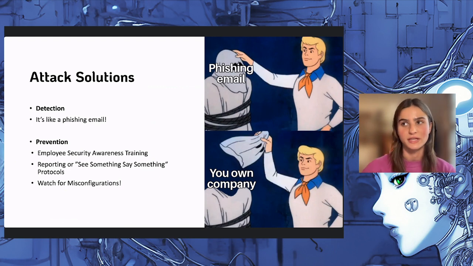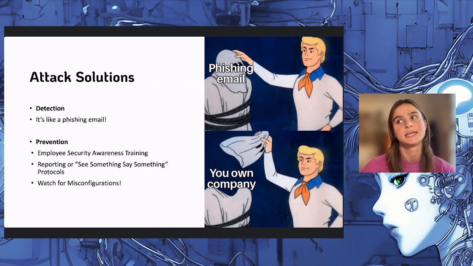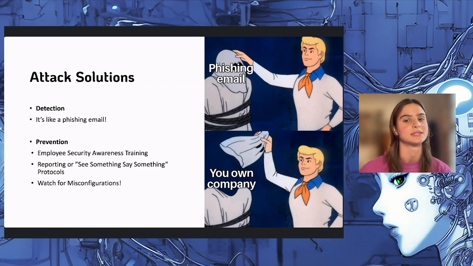Another method for prevention is doing a reporting process or something called a see something, say something protocol. Usually a phishing email is super easy to report within Outlook. There's a little functionality for it, but this is a little different. So create a procedure where if someone at the company sees something just suspicious looking, they can report it easily to the security team so it can be fixed.